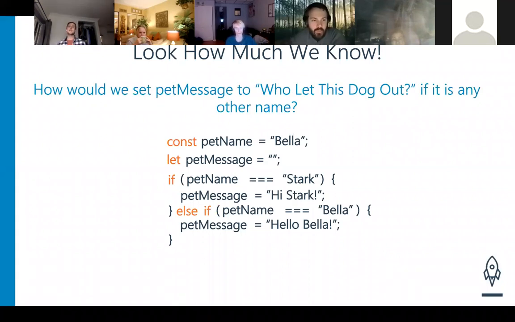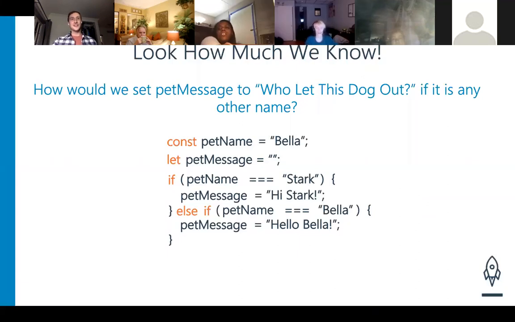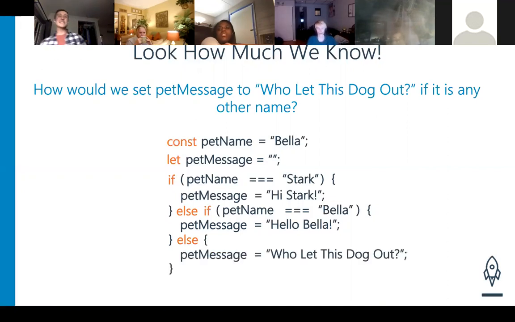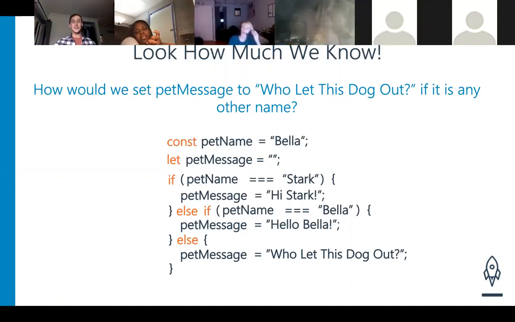How do we set pet message to who let this dog out if it is any other name? Else. Very good. Else means otherwise. Else means in any other case, do this. So in this case, we put curly brackets there and say pet message equals who let this dog out. So absolutely right. Remember, else is for any other situation, any other case. So that's what we're doing here. Awesome. Any questions on this, on our new friend, the if statement?